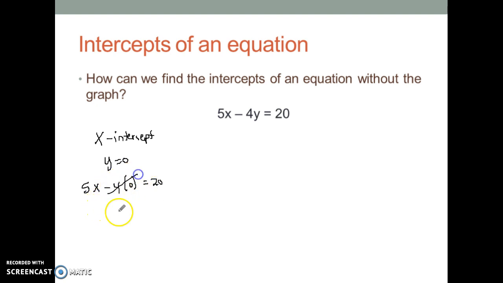So we have 5x equals 20. And then divide by 5 to get x equals 4. This means my x-intercept is crossing my x-axis at 4.